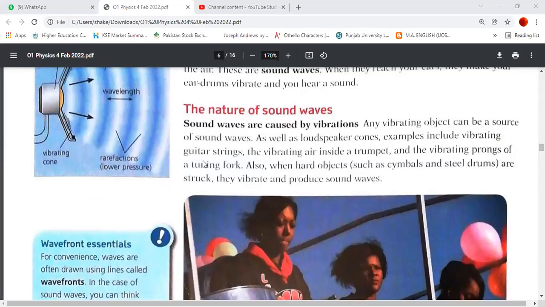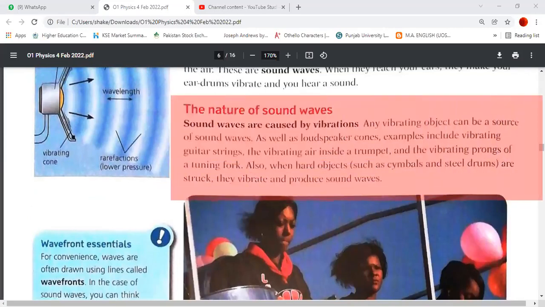If there is no material medium, meaning if it is a vacuum, then the sound will be unable to travel through that vacuum. So anyhow, let's look at the nature of sound waves. Sound waves are caused by vibrations.